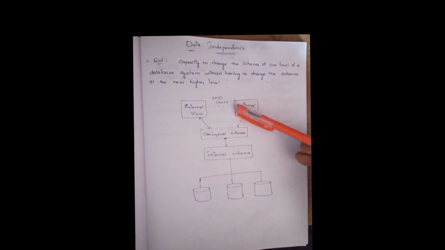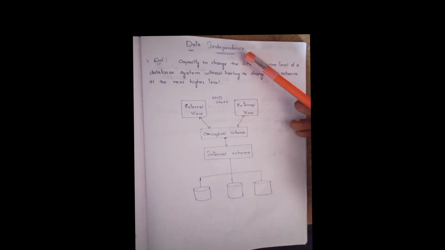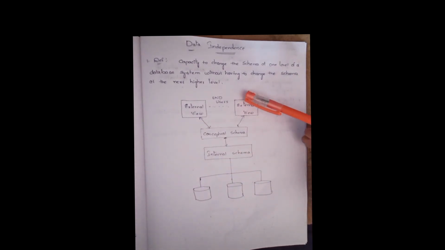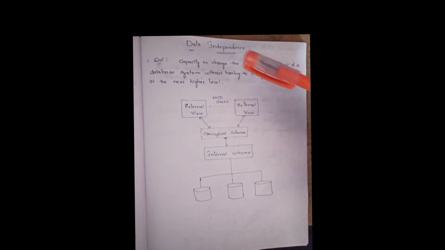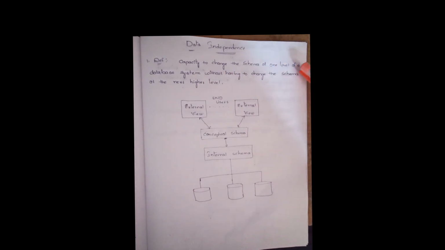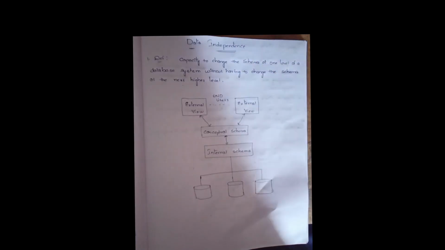These schemas don't change frequently, but if we need to change them, with this concept of data independence, any changes made to the schemas will not affect the higher levels. Hope you understand the definition of data independence. We'll see again. Data independence is defined as the capacity to change the schema at one level of a database system without having to change the schema at the next higher levels. If you want to change the schema at one level, it doesn't affect the higher levels. So this is about data independence.